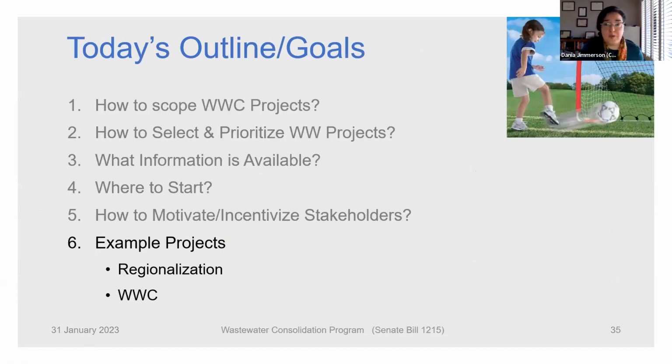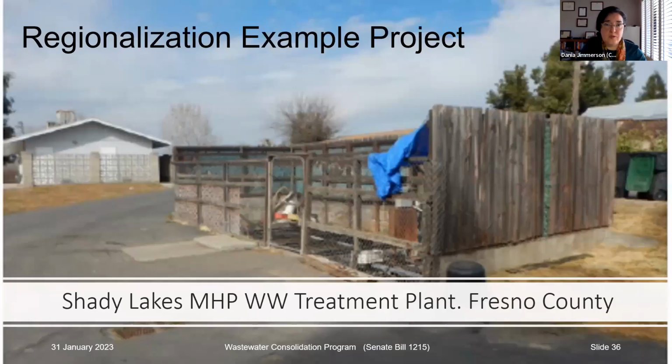And finally, I have a couple of example projects that I wanted to go through. So this is a regionalization example project, and I know Kaylin went through a series of definitions for what the drinking water program uses. I have been instructed to use regionalization in a slightly different way, meaning in this case, Shady Lakes Mobile Home Park has their own wastewater treatment plant in place. As you can see, it's very humble, and it's more like an on-site package plant.